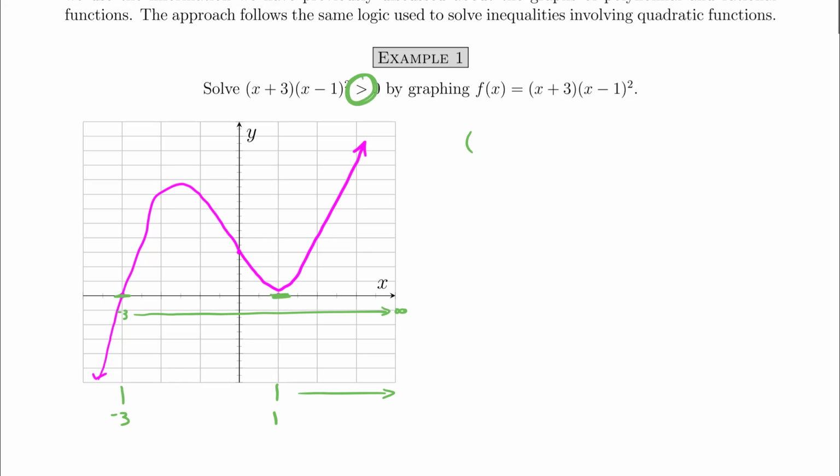Writing that out as a solution set in interval notation, it's -3 with the parenthesis because we don't include -3, to +1, and then from 1 to positive infinity. If we write that out in inequality notation, it's x such that -3 is less than x, less than 1, or 1 is less than x. And there's our solution. This is the concept behind what we're going to be doing today.